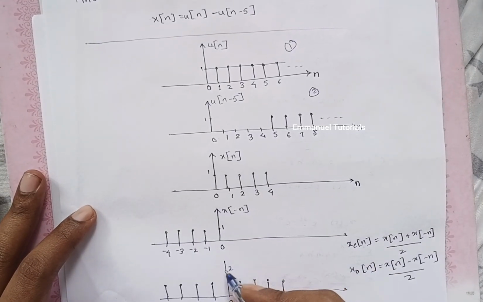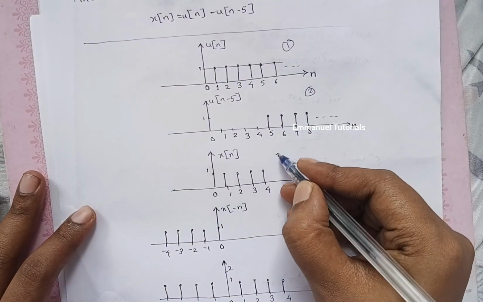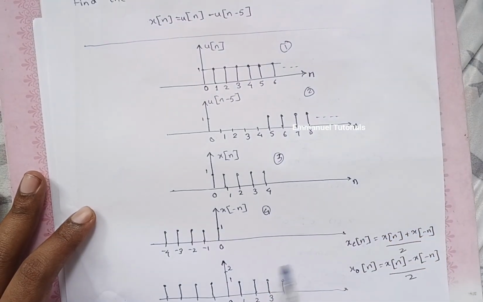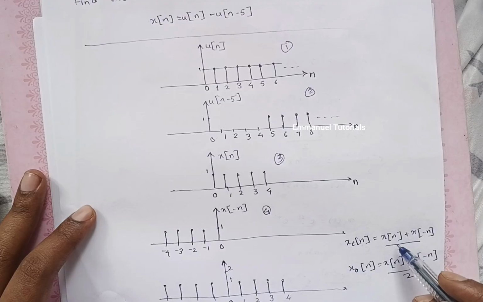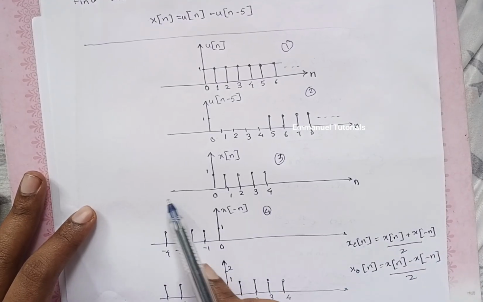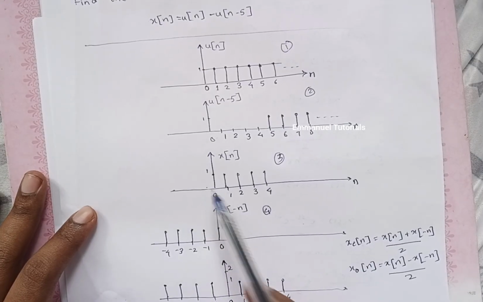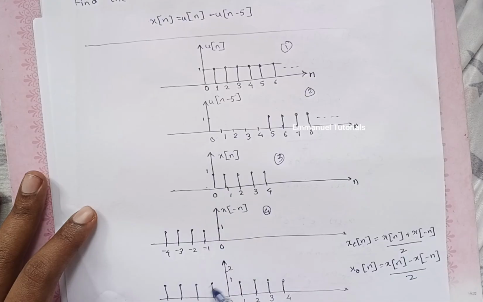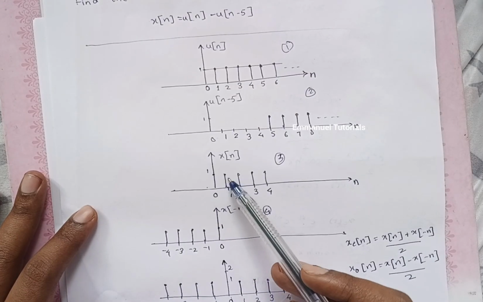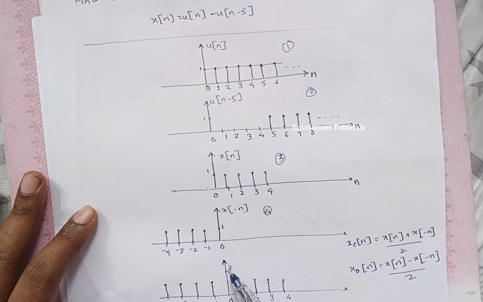So here we have x of minus n, here we have x of n. So first let's try to find out the even part. So for the even part, first what I've done is I've tried to add the 3 and 4. So that will be the numerator of our even function. So when you add, you can see that from minus 4 to minus 1, first signal's amplitude is 0, second signal's amplitude is 1. So 0 plus 1 will give us 1. So 1, 1, 1, 1. And at 0, first signal's amplitude is 1, second signal's amplitude is also 1. So it will be 2. So that's what I've plotted here.